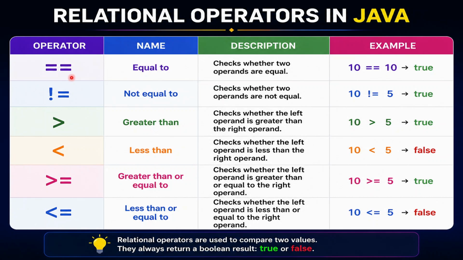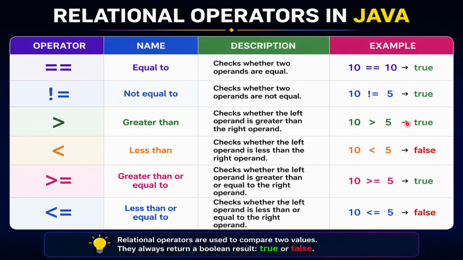First one is double equal to. It checks whether two operands are equal. Example, 10 double equal to 10, which returns true. Second is not equal to. It checks whether two operands are not equal. For example, 10 not equal to 5, which is obviously true.